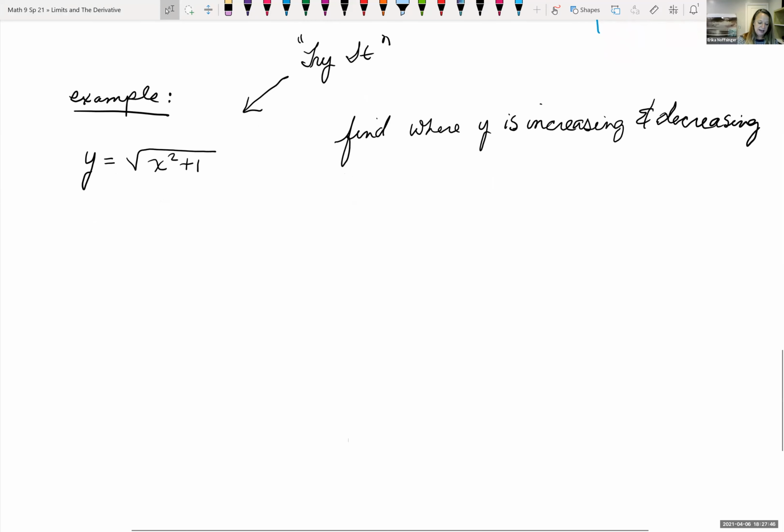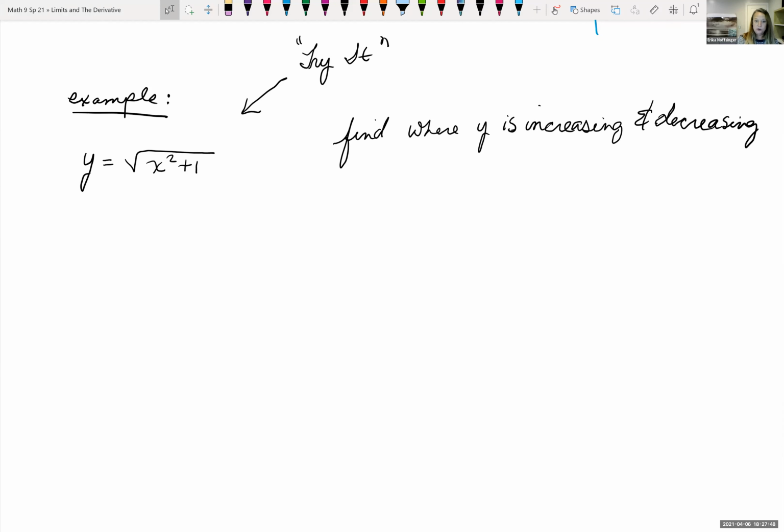Okay, so now you're looking at an example where you're finding where it's increasing and decreasing of y equals the square root of x squared plus 1. So again, we need to find the derivative of this. Before we find the derivative, this is a case where we would want to rewrite this using x squared plus 1 all raised to the 1/2 power.